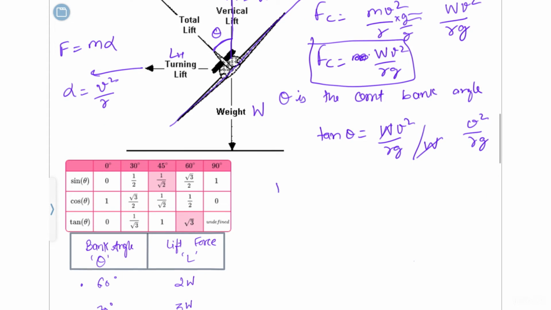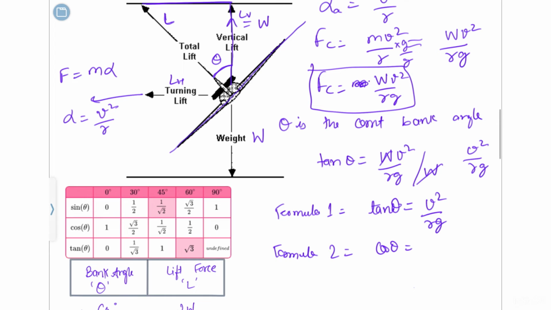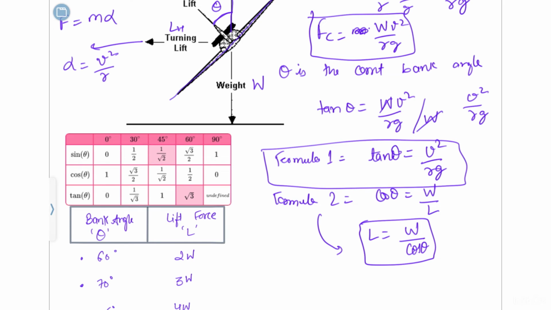So this is formula 1, which is tan theta is equal to v square by rg, and formula 2, which is important, which is cos theta, which is equal to the perpendicular upon hypotenuse, which is W by L, or it can be written as lift is equal to W by cos theta. So this is formula 2. Both these formulas are very important and we'll be discussing each one of them now.